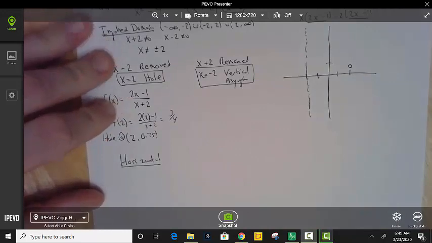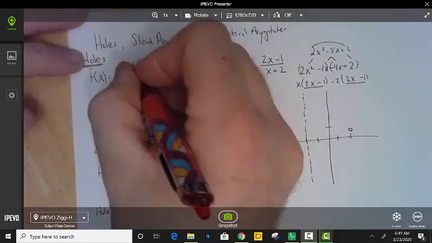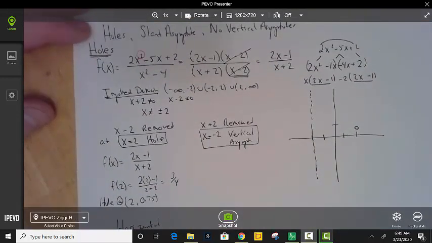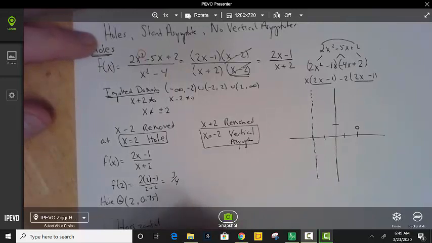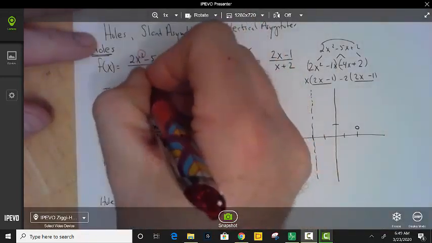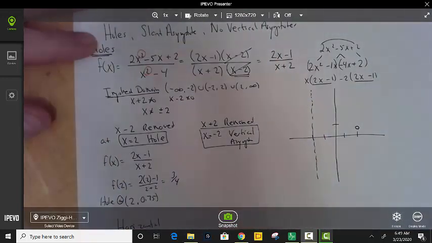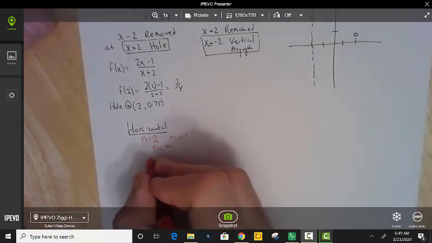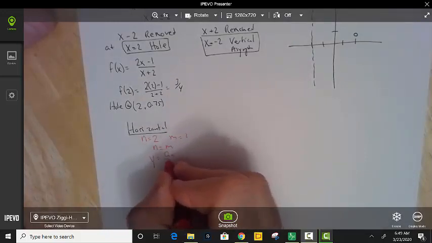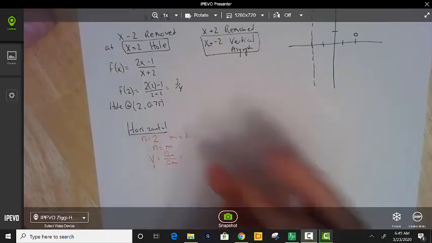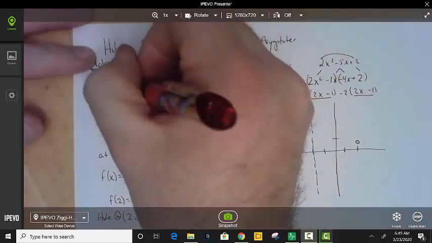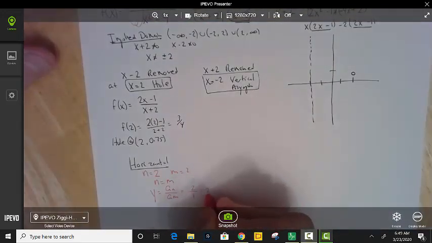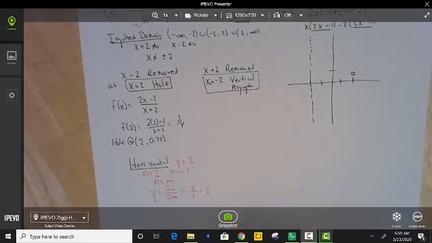Just like always, we compare the degrees. So if we look at the degree on top, and with this one, guys, we're going to want to go back to the original function. So the degree on top is 2, and the degree on the bottom is 2. Okay, so since the degree on the top and the degree on the bottom are equal, the horizontal asymptote is at the leading coefficients divided, which in this problem are 2 over 1, which is 2. So we have a horizontal asymptote at 2.